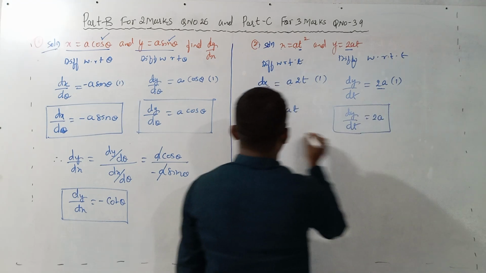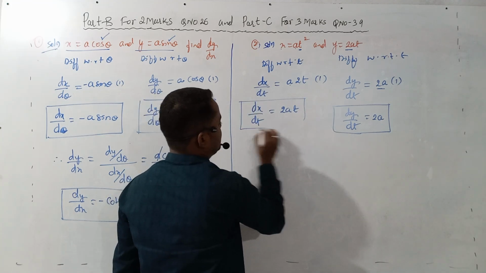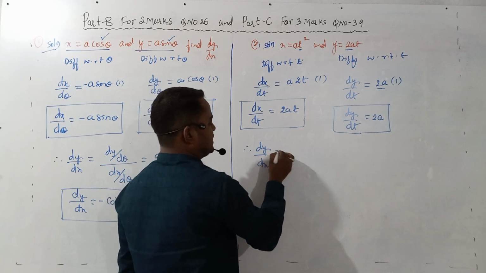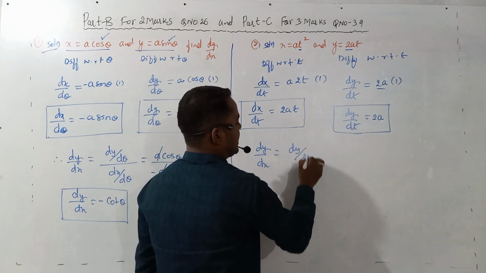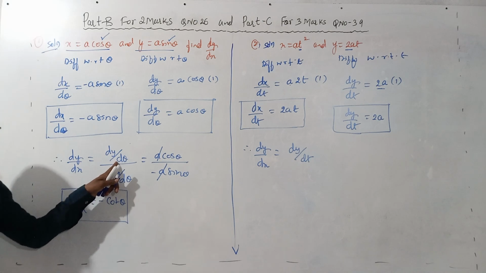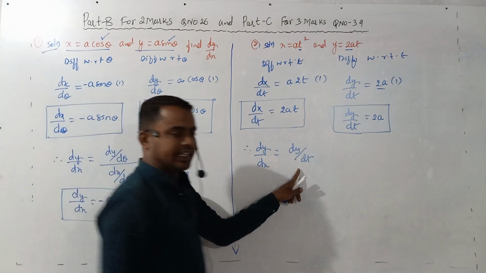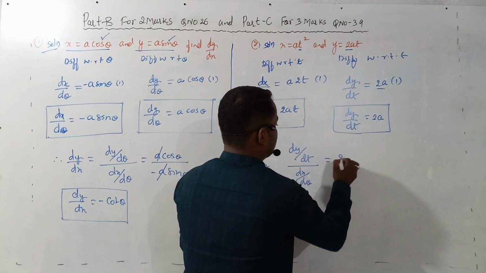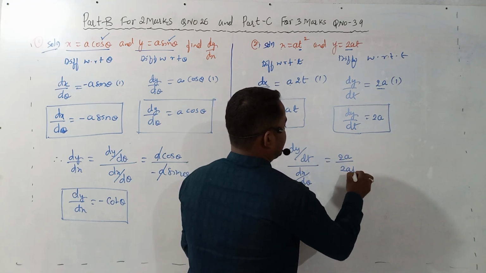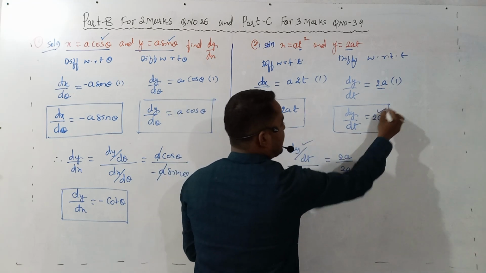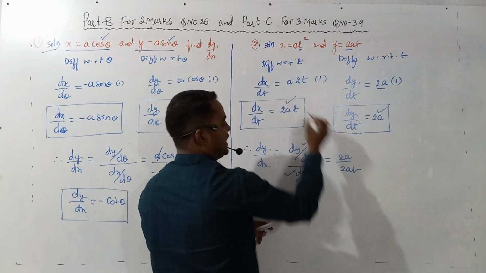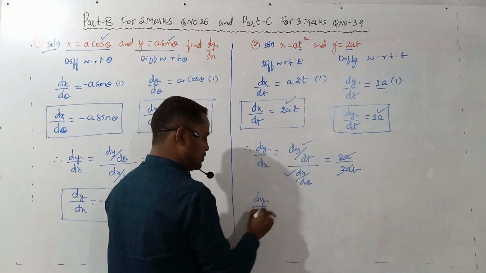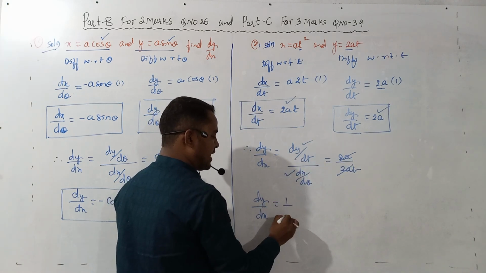Now lastly, dy by dx is equal to dy by dt. In the previous problem it was dy by d theta. Now here dy by dt divided by dx by dt is equal to 2a divided by 2at. dy by dt means 2a, and dx by dt means 2at. This 2a gets cancelled. Now dy by dx is equal to 1 by t.